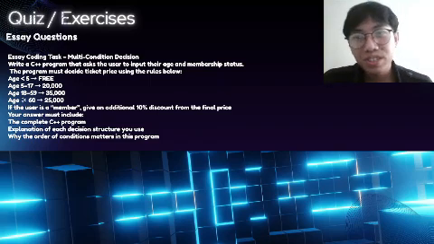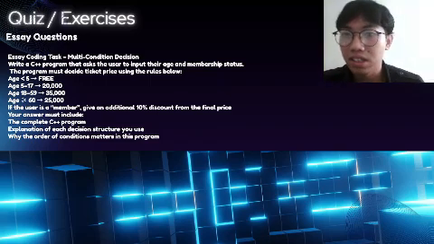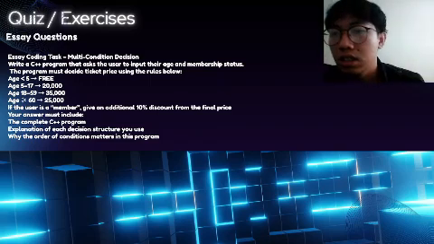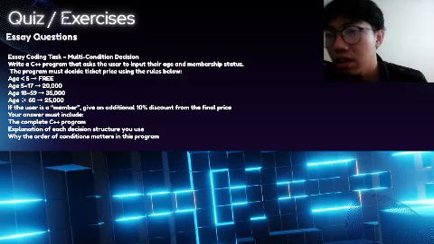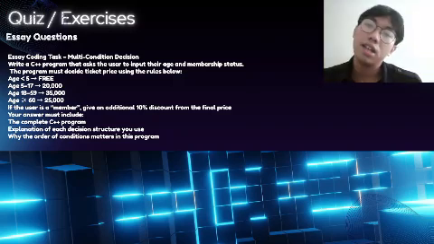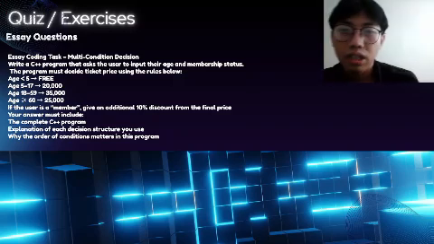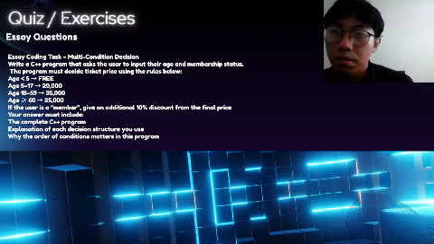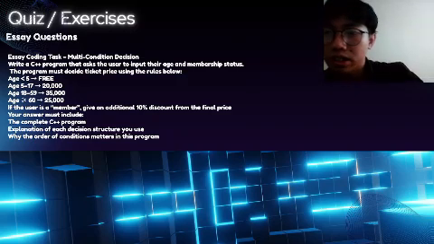There is some quiz and exercise for you guys. There's an essay question: an essay coding test on multi-condition decisions. You must write a C++ program that asks the user to input their age and membership status. The program must decide the ticket price using the rules below, as you can see.